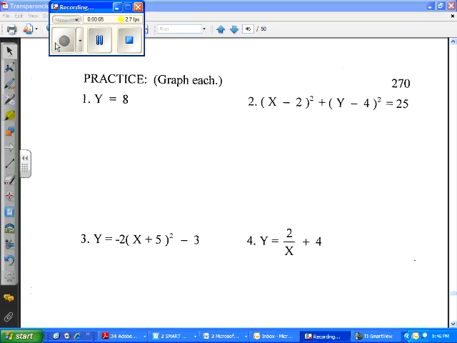Going over the Unit 10.3 homework, the last homework in the book, besides the review and test preparation, but this is the last lesson.